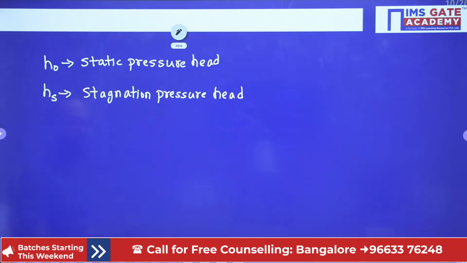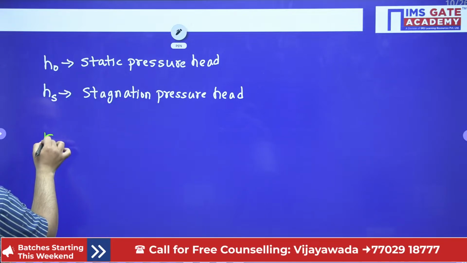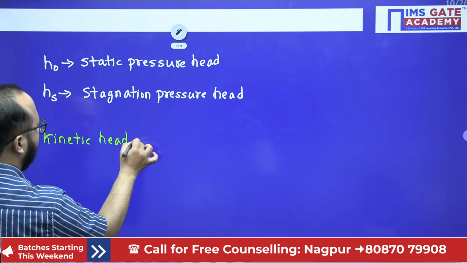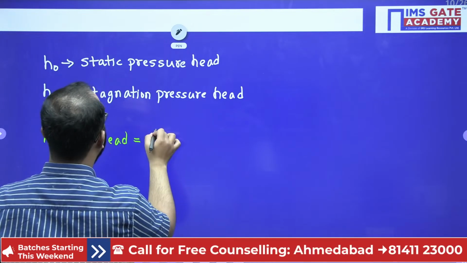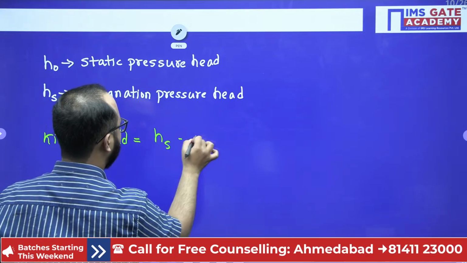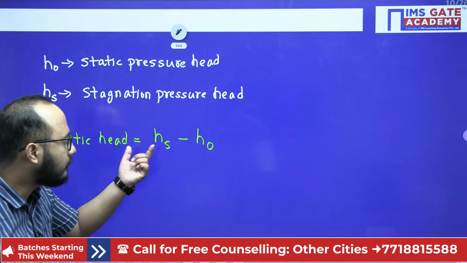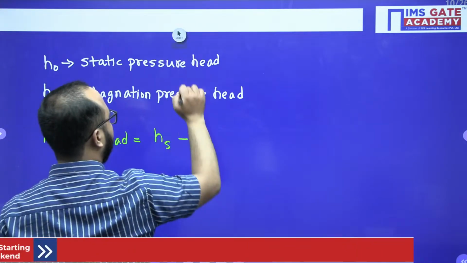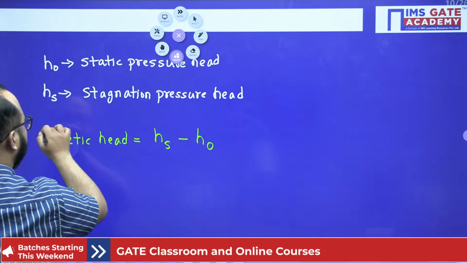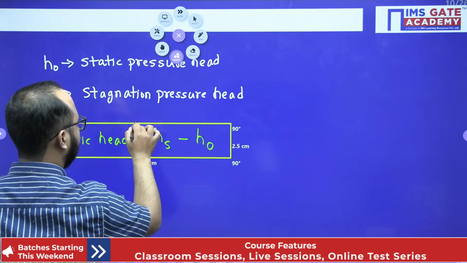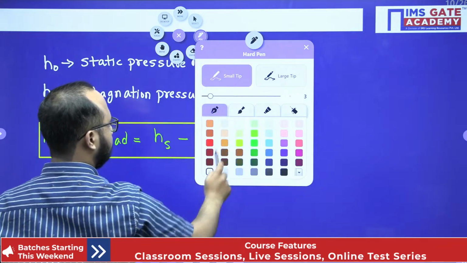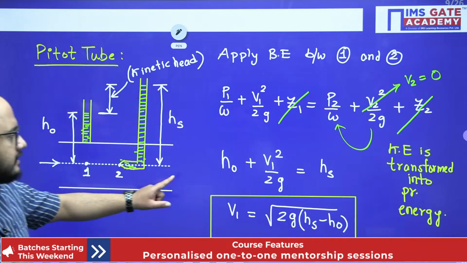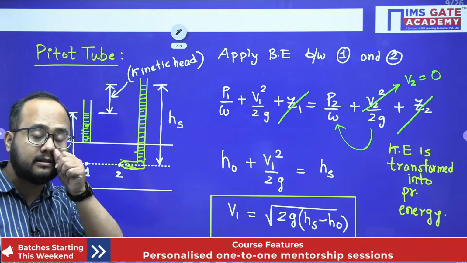Stagnation pressure head, correct? Our kinetic head is the difference of Hs minus H naught. That is the difference of stagnation minus static pressure head. This point everyone should remember. Correct? So I hope the point is clear. Where the kinetic energy is gone, it has been transformed into pressure energy.